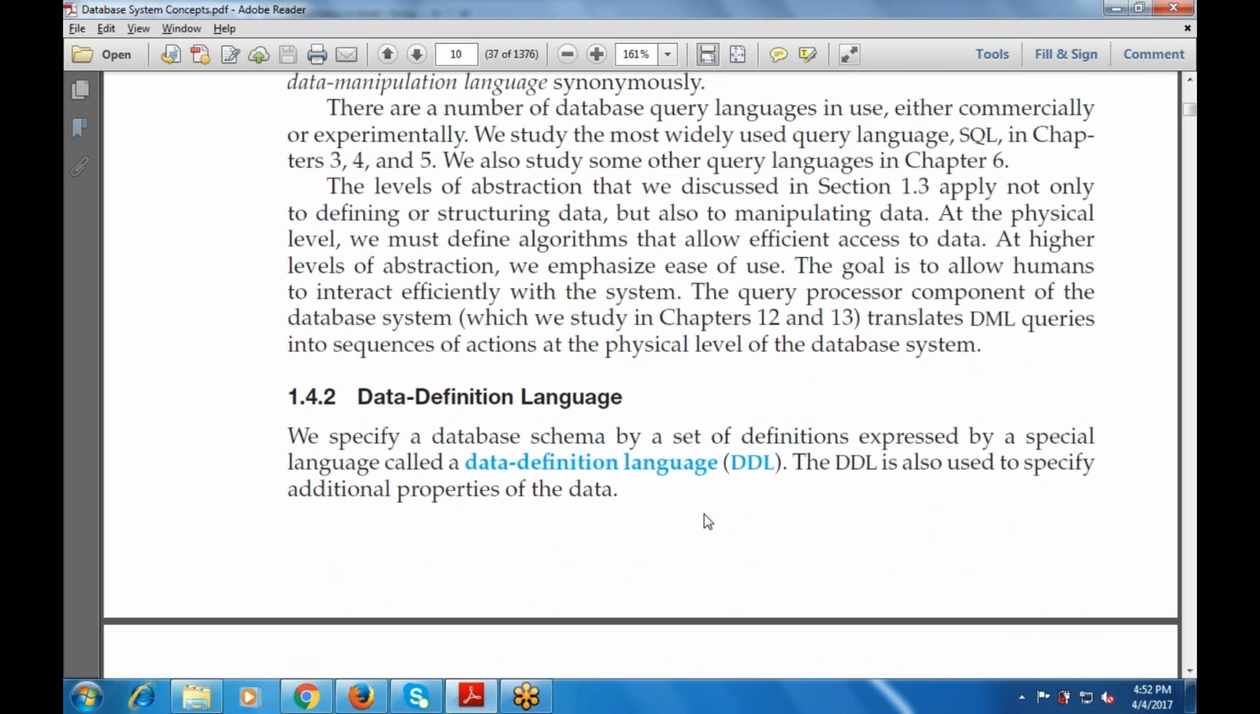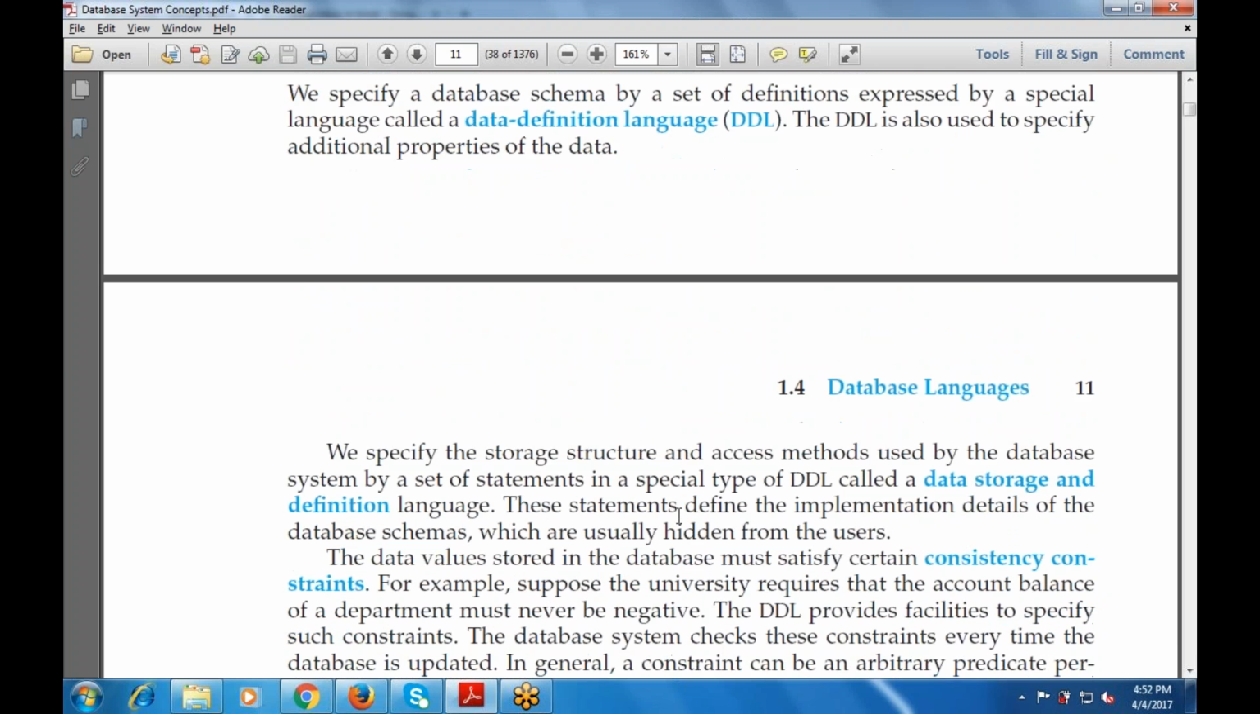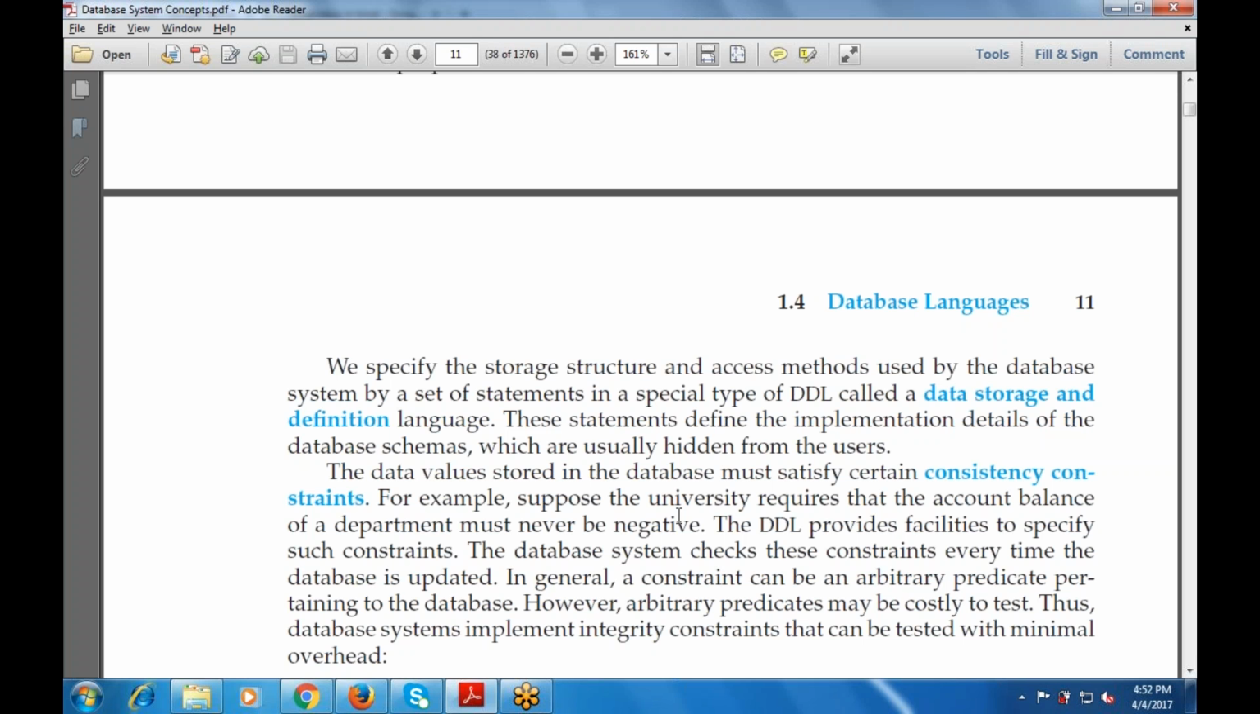Next one is a DDL, that is a data definition language, which is used to specify the additional properties of the data. One is the internal properties, one is to specify the external or additional properties. That is also known as the data storage and definition language. Whatever data value is stored in the database must satisfy certain consistency constraints. For example, suppose the university requires that the account balance of a department must never be negative. So DDL provides the facility to specify such constraints, and the database system checks these constraints every time the database is updated.